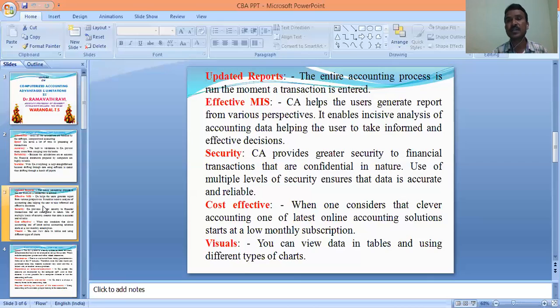sales reports, purchase reports, cash reports. Also, for example, management can know how much goods is available in the godowns. Then they simply do not need to contact the storekeeper and ask him. You can just log into the computerized accounting and verify how much godown stock is available or not available. So management can find it.